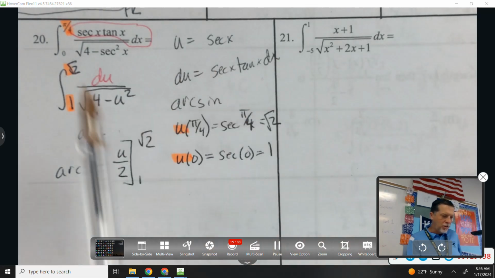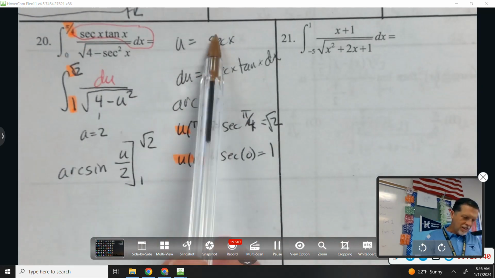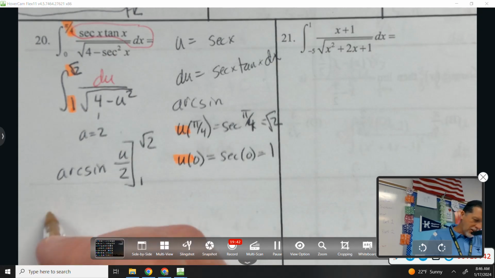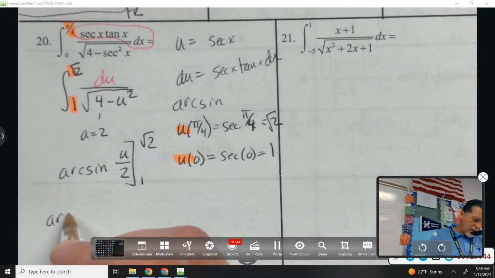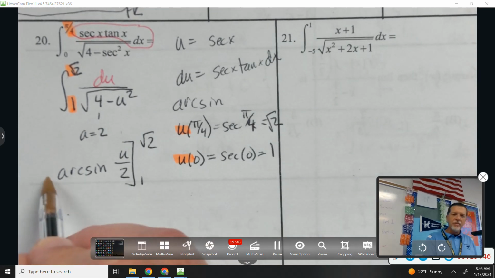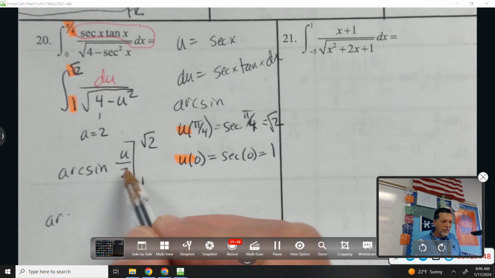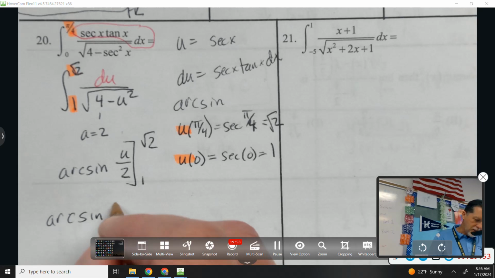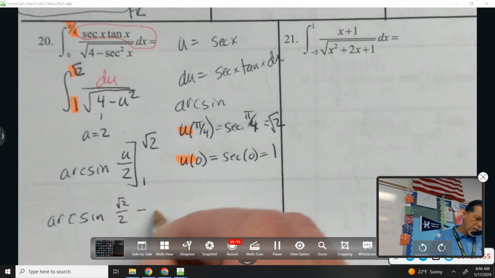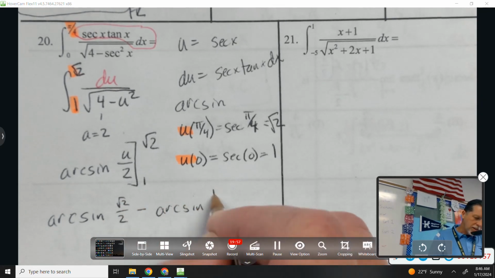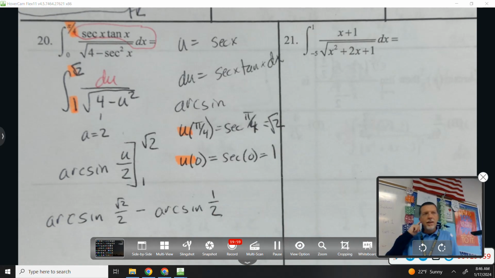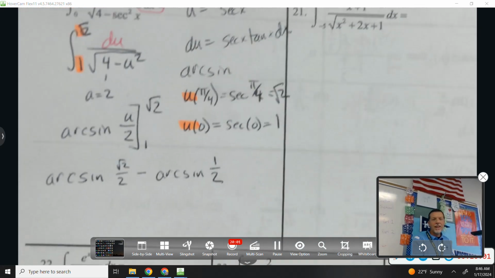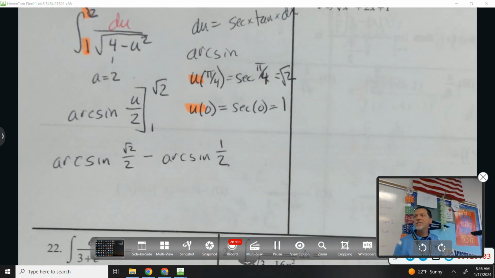Yeah, I'm just rechecking. Yeah, I think I'm on the right path here. Arctangent has the 1 over a out front. It's the only one that has the 1 over a out front, so I'm still good here. So arcsine of root 2 over 2 minus arcsine of 1 over 2. And that is a safe stop, right? Because that's not calculus. That's pre-cal.